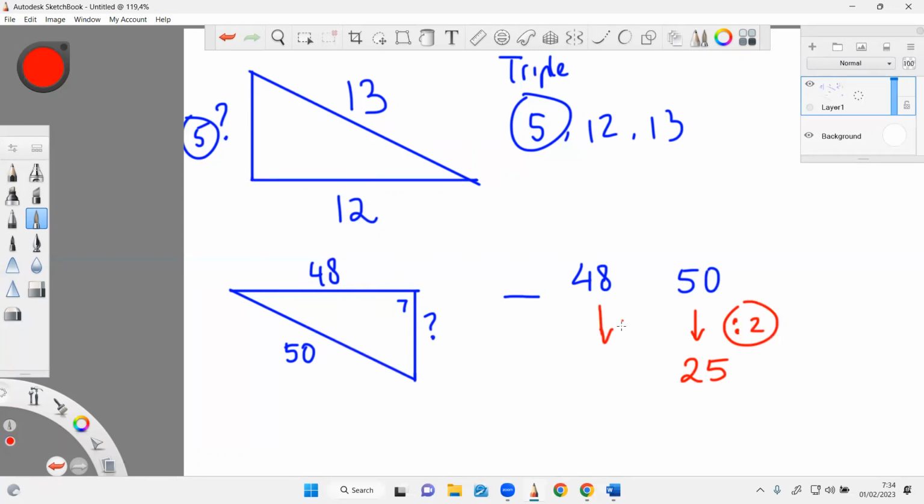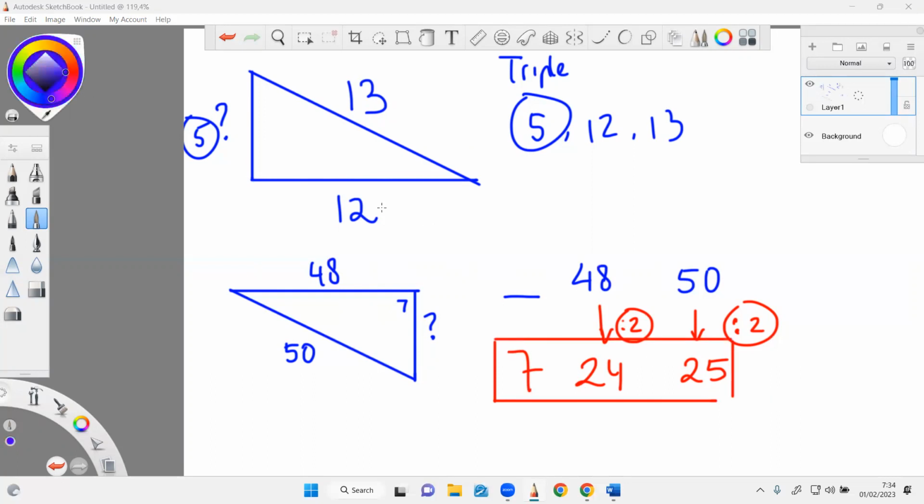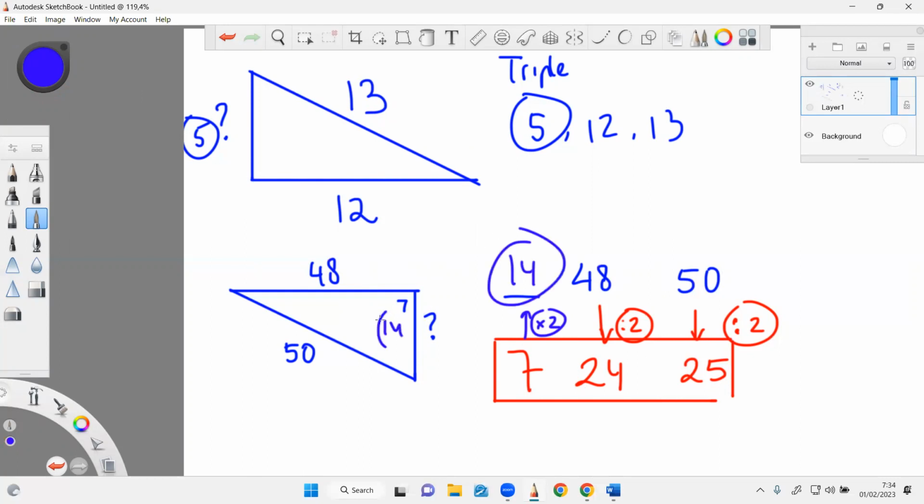Okay, this is the further triple. So what are those? 7. Why 7? Because we memorized the triple 7, 24, 25. But is it 7? No. You have to go back to its original. You multiply by 2, because if you divide by 2, you go back. 14. Done.